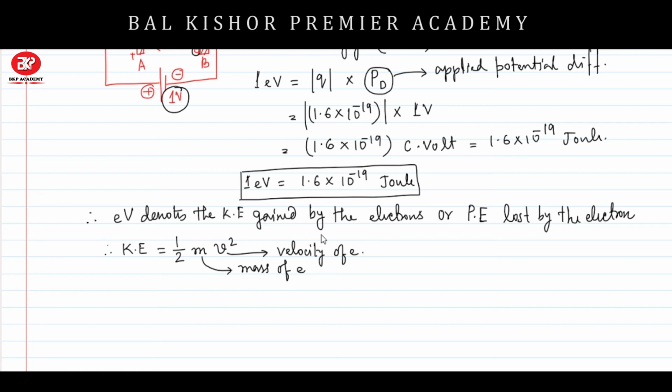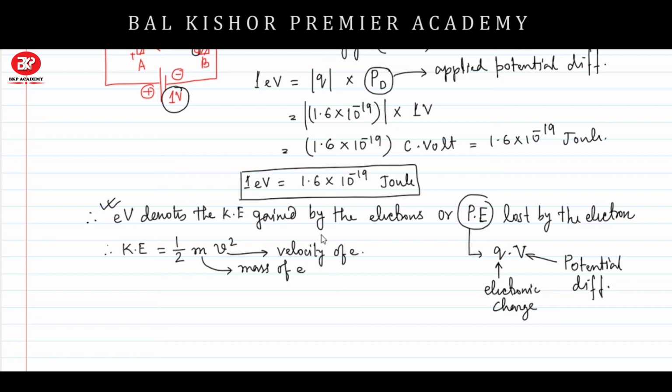Similarly, the potential energy that will be lost by the electron can be written as Q into V, where Q is the electronic charge and this V is the potential difference that we have applied. Now, from the definition, we can see that electron volt denotes the kinetic energy gained by an electron or the potential energy lost by the electron.